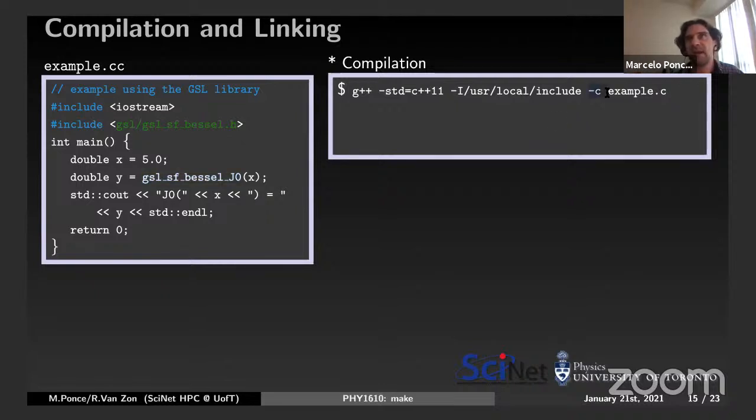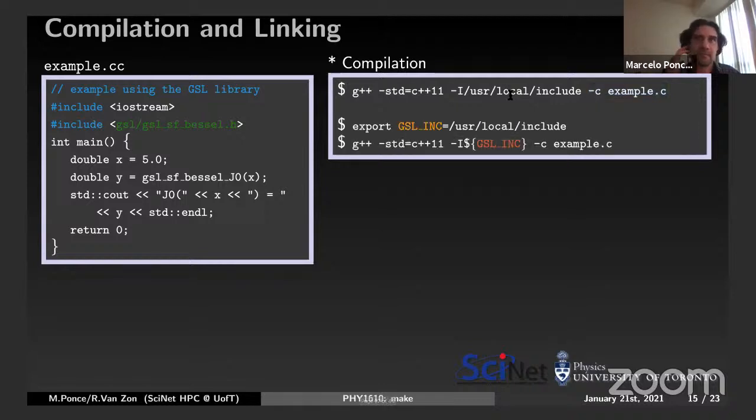Now, the -c flag, what it's going to do is compile the code, but it's only going to generate the object file. It's not going to link with the library yet. So this is my first line of compilation.